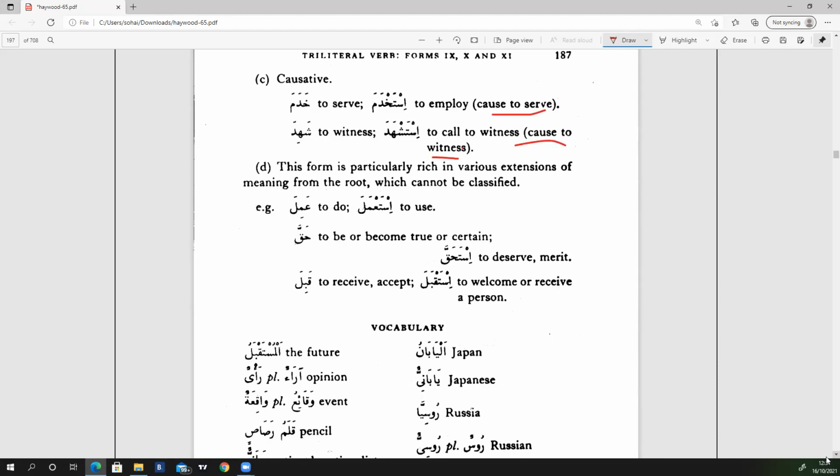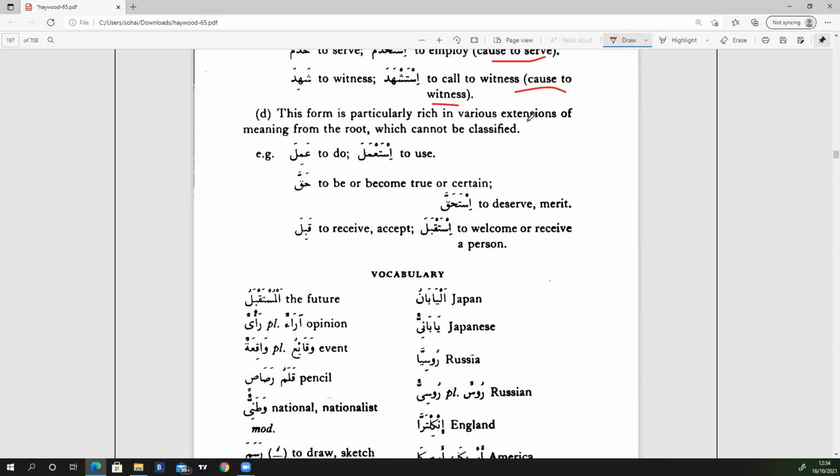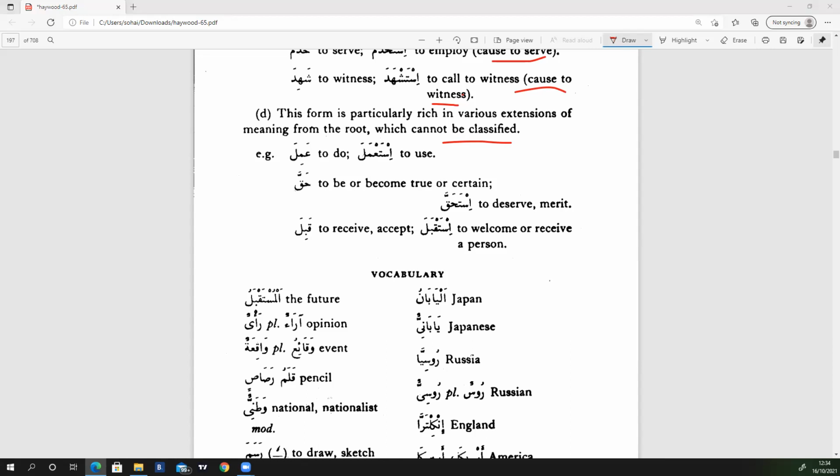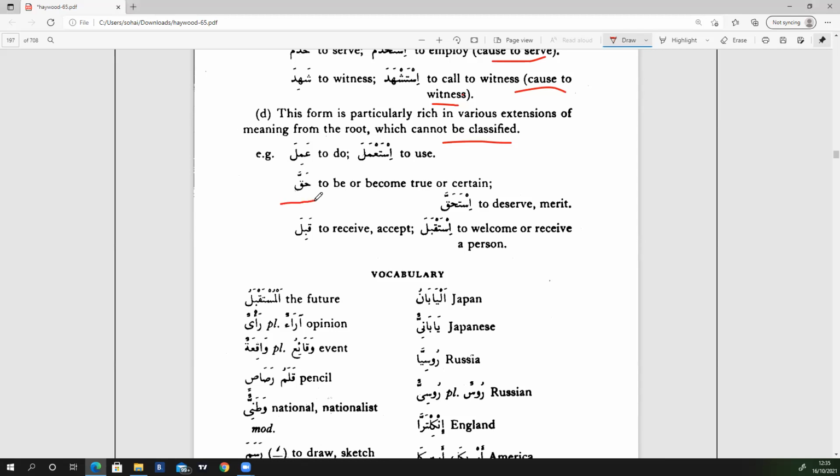And then he says it's rich in various extensions of the meaning from the root which cannot be classified. For example, amila means to do. Ista'mala means to use. So this doesn't necessarily fit under a meaning pattern. Haqqa means to be or become true or certain. Istahaqqa means to deserve or merit. So these words you will know from the dictionary, and they don't really fall into a fixed meaning pattern. Qabila means to receive, accept. Istaqbala means to welcome or receive a person.